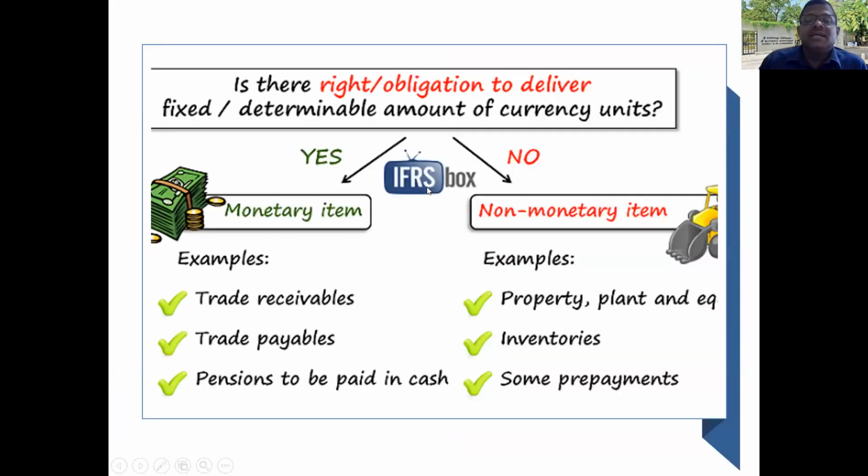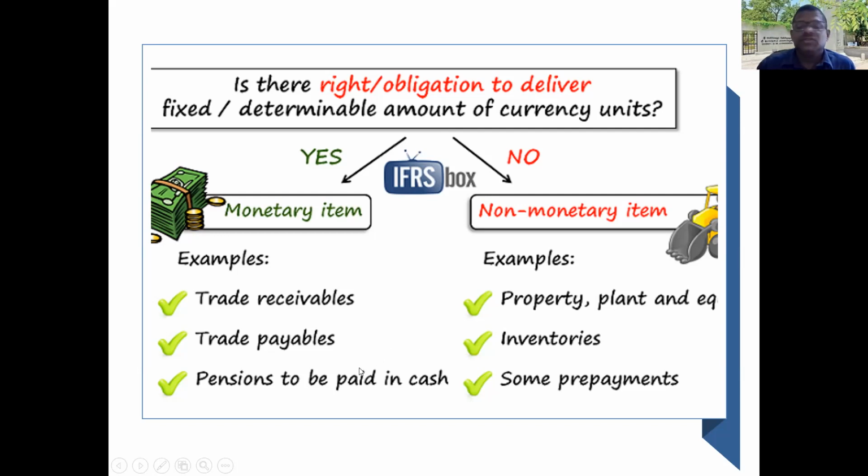So I have taken this from another way of looking at monetary and non-monetary. Examples: trade receivables, trade payables, pensions. Here the examples are property, plant, and inventory, some prepayments. Non-monetary items, monetary items.